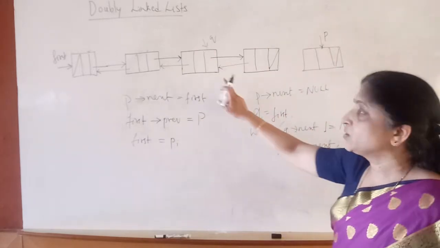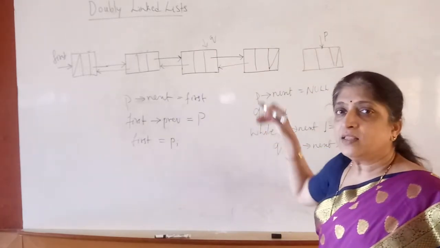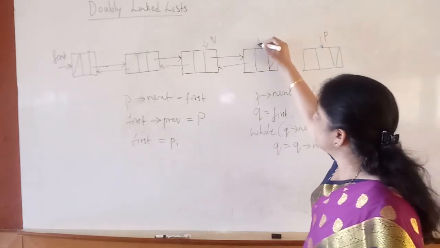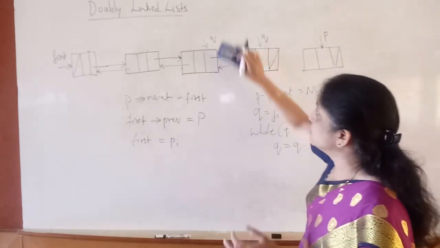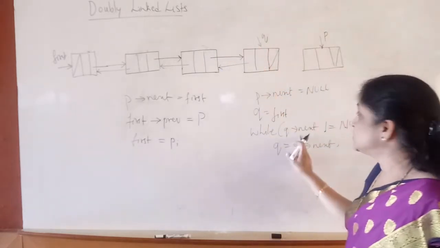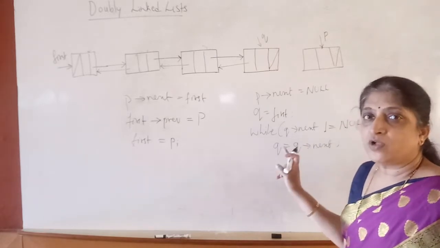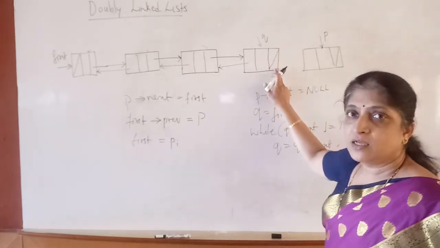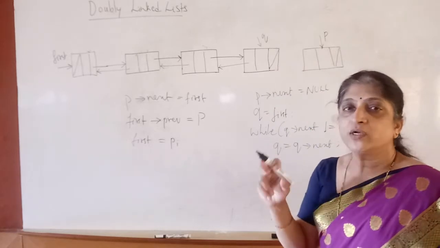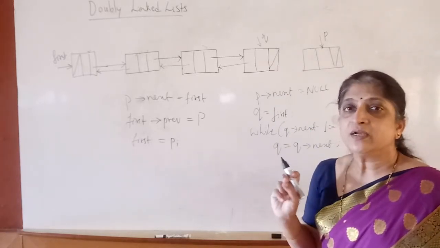Q next is not equal to null is true. Again the control enters into the loop. I make Q point to this node. Then Q next is not equal to null is false, because Q next is null. That means you have a pointer to the last node in the W linked list.